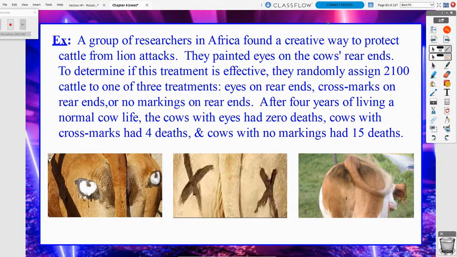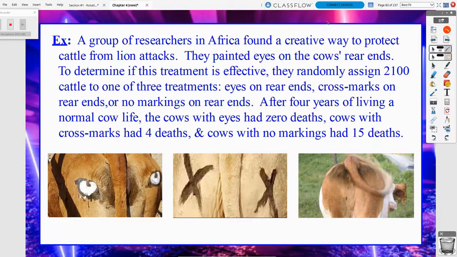So an example to end with here. And this is a legit actual example. You can look this up. I'm not making this up. This actually legitimately happened. A group of researchers in Africa found a creative way to protect cattle from lion attacks. They painted eyes on the cows' rear ends. To determine if this treatment is effective, they randomly assign 2,100 cattle to one of 3 treatments.